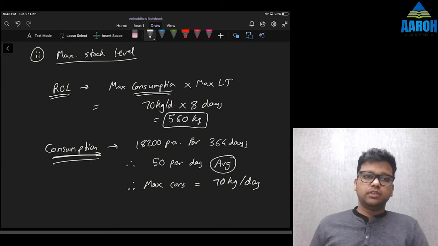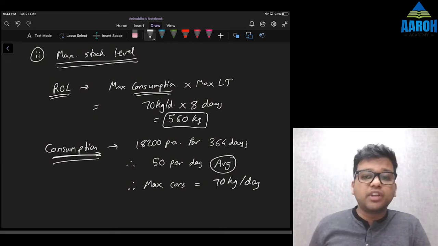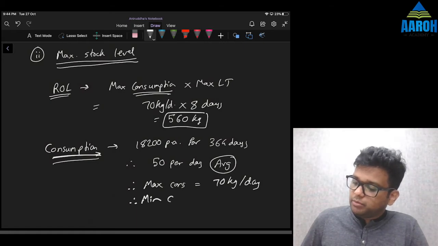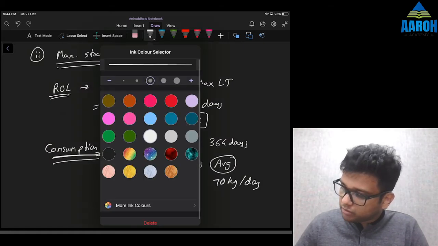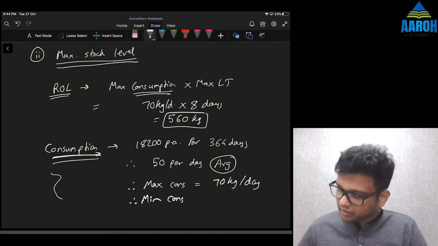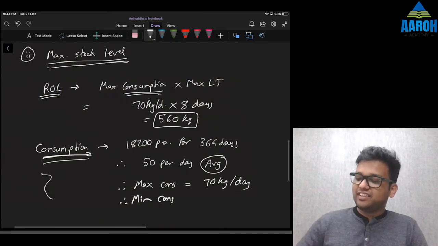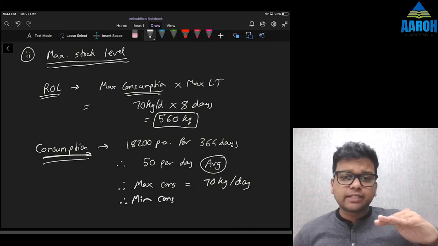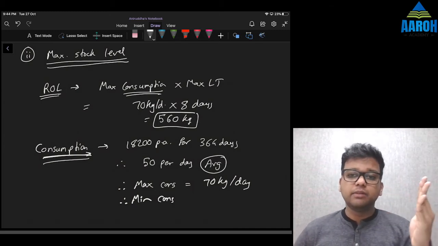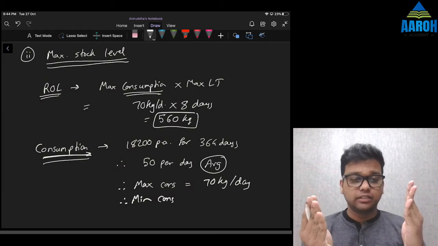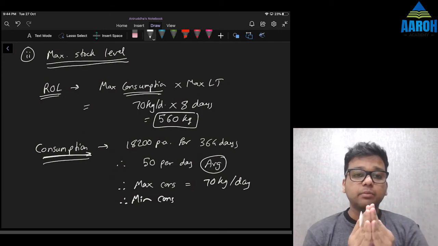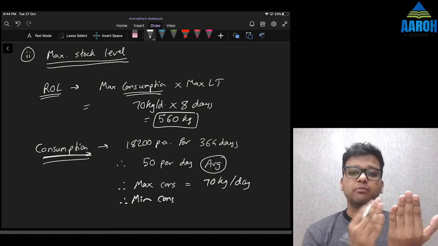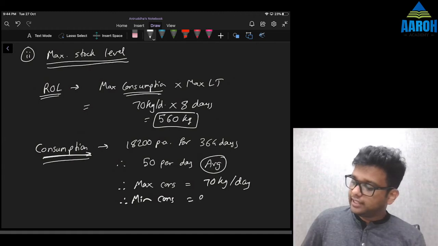Now we can calculate maximum stock level, but one more thing is required, that is minimum consumption. For minimum consumption, understand if maximum consumption is 20 more than average, then minimum consumption will be 20 less than average, right? Because it is average, arithmetic mean. So it is exactly in the middle. If maximum is 20 more, minimum will be 20 less, that is 30 kgs per day.